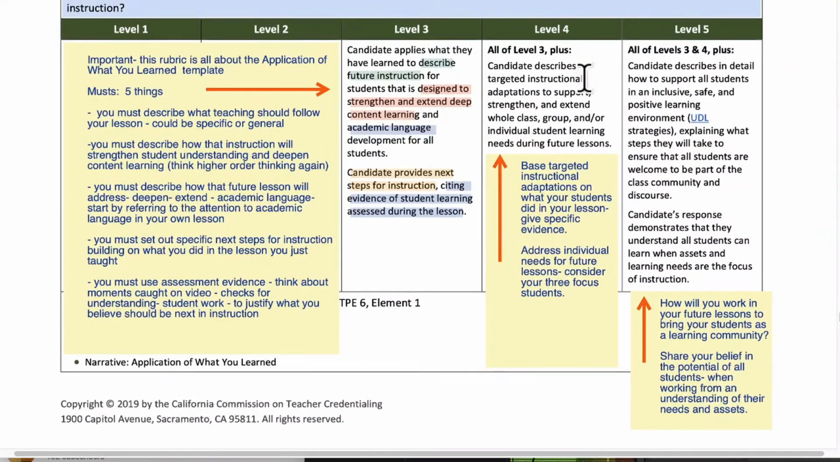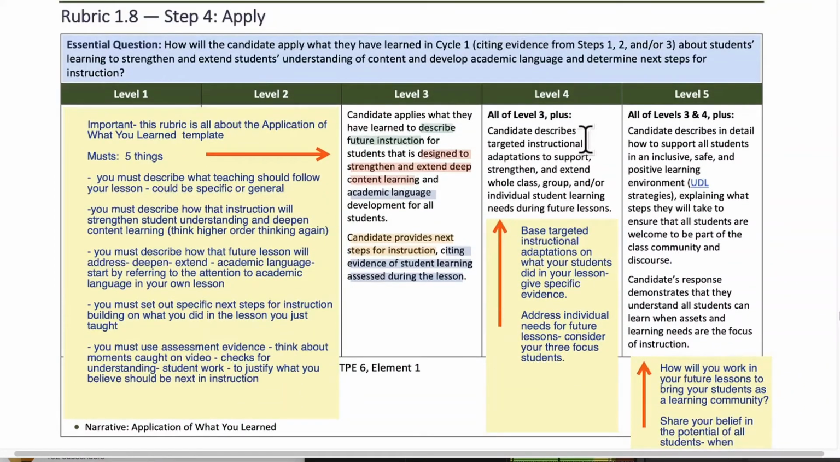Level 4. Candidate describes targeted instructional adaptations to support, strengthen, or extend whole class, group, or individual learning needs during future lessons. Okay, so when they say targeted instructional adaptations, you need to give evidence again about who and why. Okay, on what your students did in your lesson, give specific evidence again. So I'm going to give this targeted. I had a group of students when they were doing this math problem, all had this kind of place where the problem solving got a little confused. What are you going to do for them?